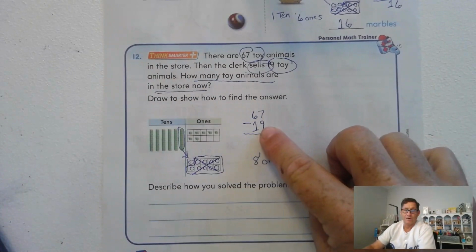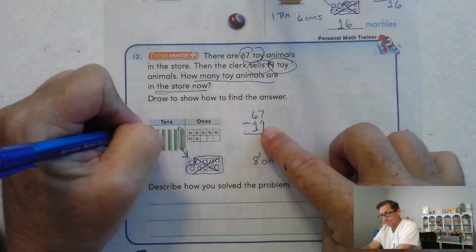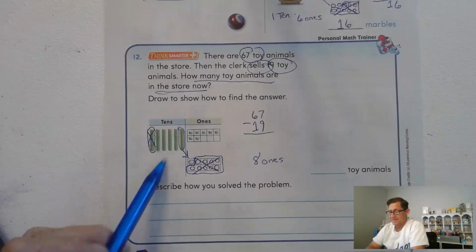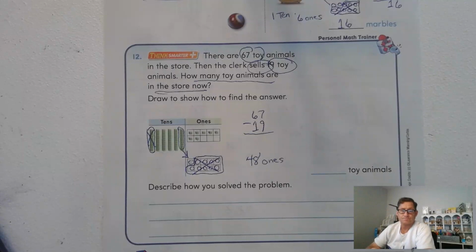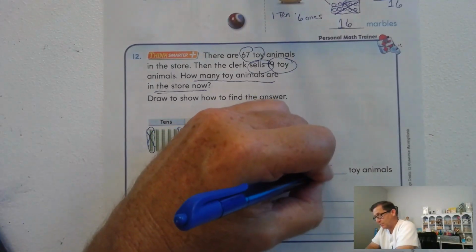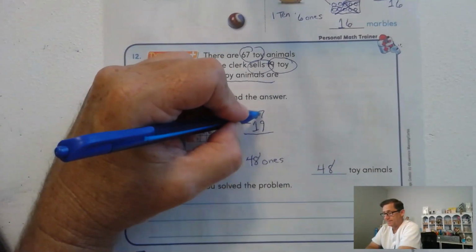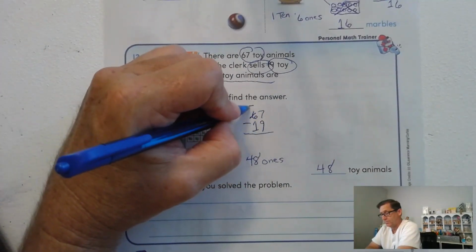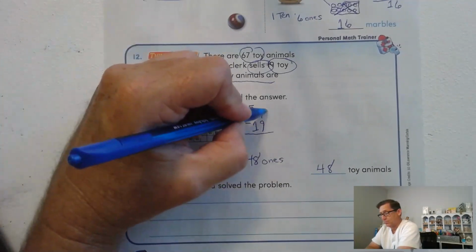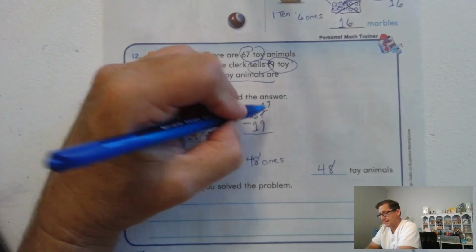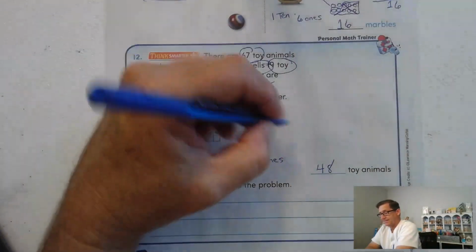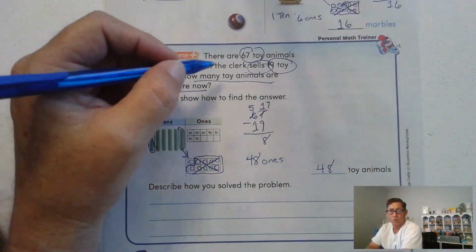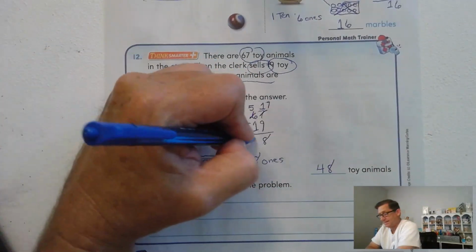And we have to take away 1 10. How many tens does that leave us? 1, 2, 3, 4 tens. Okay. So 48 toy animals. So if we can't take 9 from 7, we're going to have to regroup from the 6 tens. We're going to take one of the 10s and give 10 ones to the ones. 10 plus 7 is 17. 17 minus 9 is 8 ones. 5 tens take away 1 10 is 4 tens.